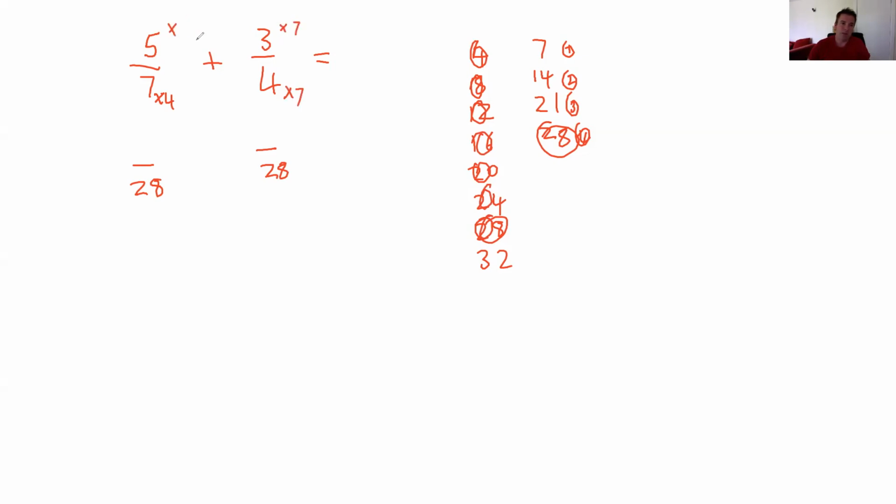This was times 4 up here, wasn't it? And 3 times 7 is 21, and 5 times 4 is 20. So we're adding 20 plus 21, which is, of course, 41 over 28, which would be the correct answer. Look out for the video where we are converting this into a mixed number. So that is the first example.